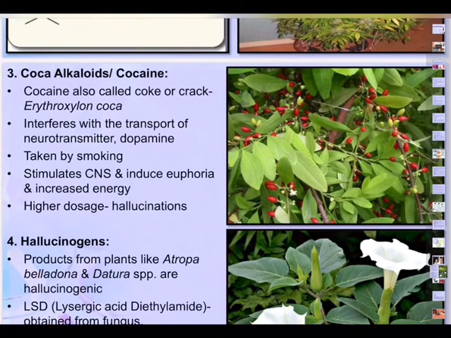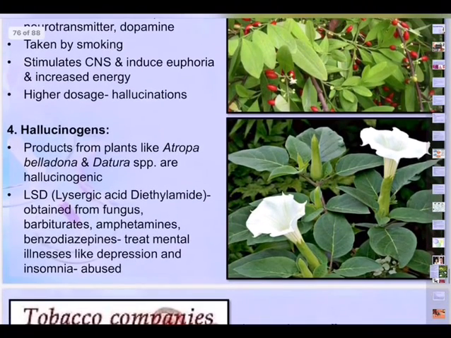And then coca alkaloids or cocaine, also called crack. It is obtained from a plant called Erythroxylon coca. It interferes with neurotransmitters and dopamine, and is taken by smoking. It stimulates the CNS, central nervous system, induces euphoria and increases energy. This is also used by sports people, and it is mainly for hallucinations. Hallucination is daydreaming. When a person takes cocaine in a high dose, he starts daydreaming, hallucinating.